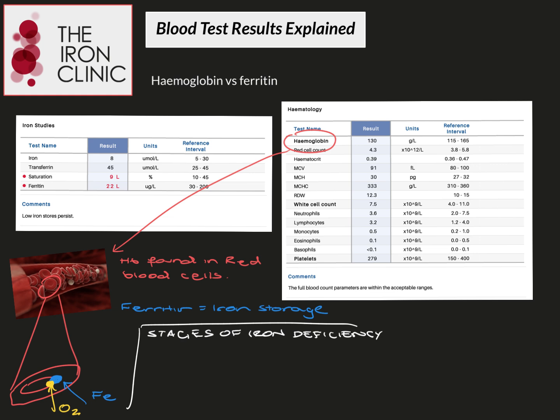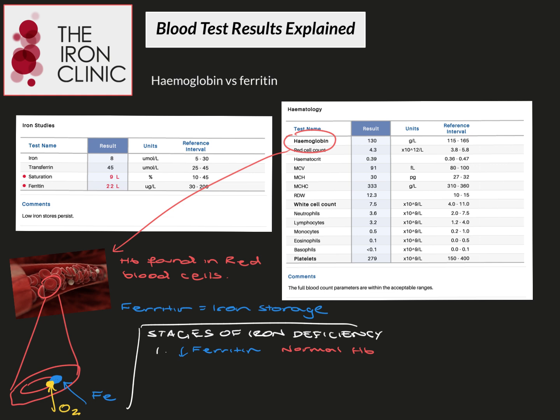So in the early stages of iron deficiency, we see ferritin levels drop. However, haemoglobin levels still will be within a normal range. And this is because we lose our stores and we still have iron to make haemoglobin. And this is why ferritin is a more sensitive marker for detecting iron deficiency early on.